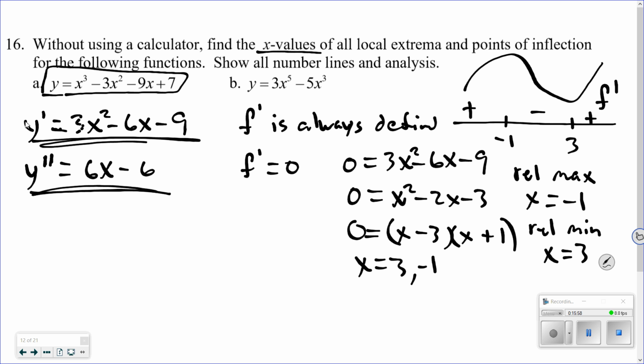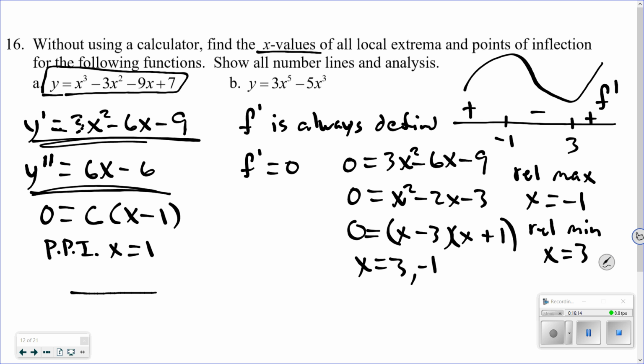So find out when it's undefined or equal to 0. It's never undefined, but it does equal 0. If I factor a 6 out, it'd be equal to 0 at 1. So my possible points of inflection are at x equals 1. Put those on the second derivative number line. So that would be at 1. Test some points on either side.